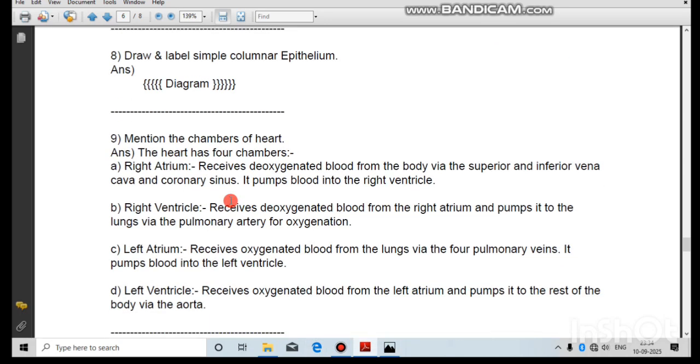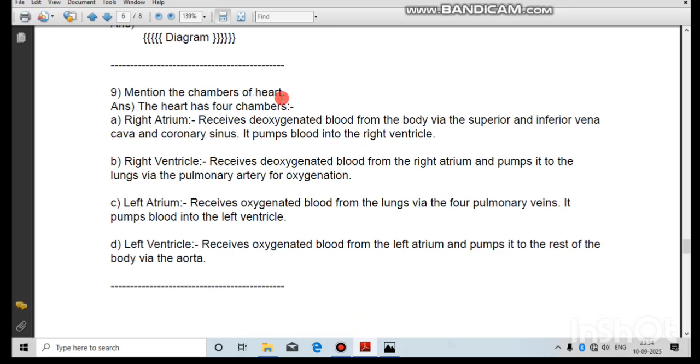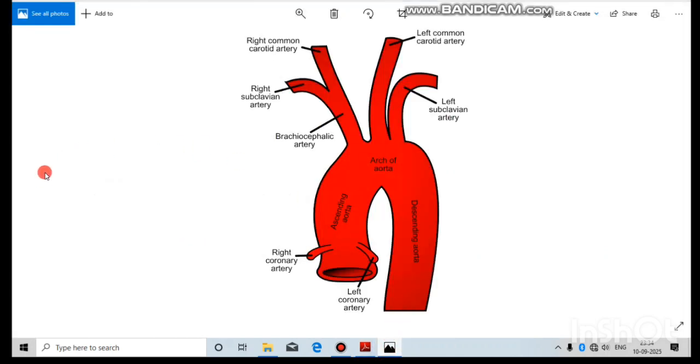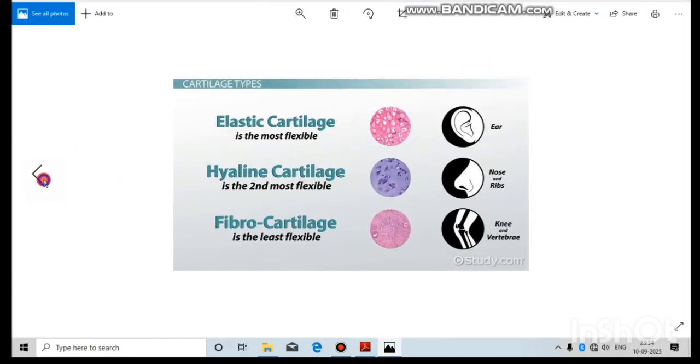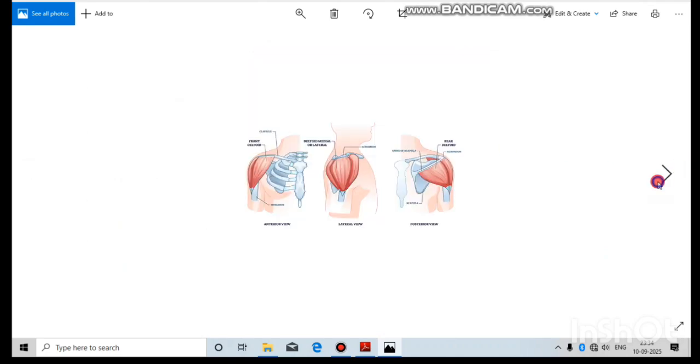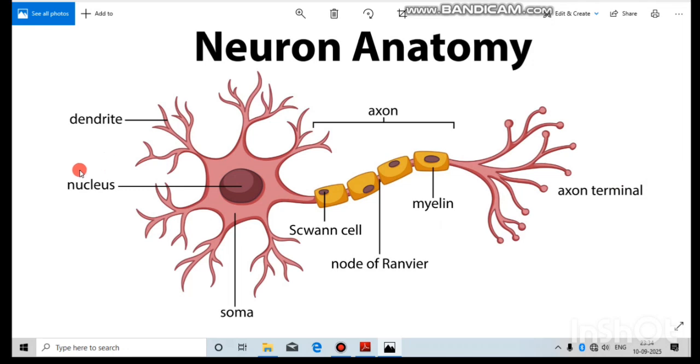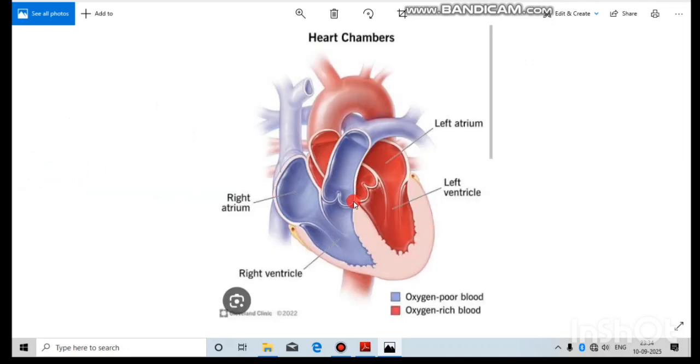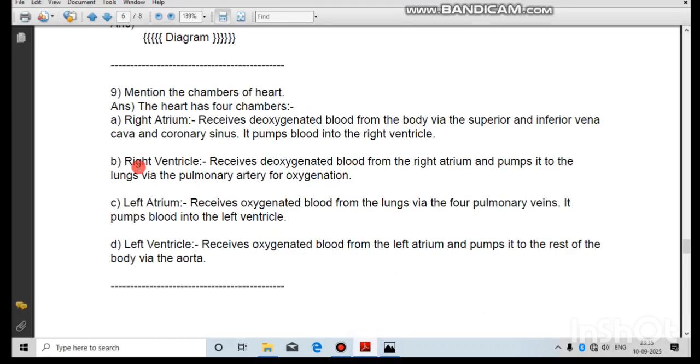Okay, the next question, mention the chambers of the heart. This is a very easy question for you people. The heart has a total of 4 chambers. We'll take help of the diagram here again, so it will be very easy for you to understand. Here we have got 4 chambers, 2 on the right side, 2 on the left side: right atrium, right ventricle, left atrium, left ventricle. So 4 chambers we have got.